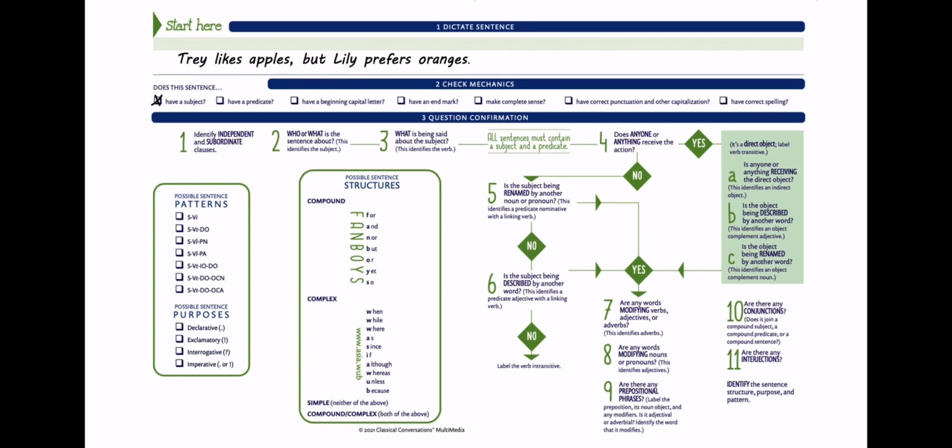Secondly, is there a predicate? Yes, just as before, we have two predicates, likes apples and prefers oranges. Next, is the first letter of the sentence capitalized? Our sentence begins with a capital letter T. Does the sentence have an end mark? Our sentence ends with a period.